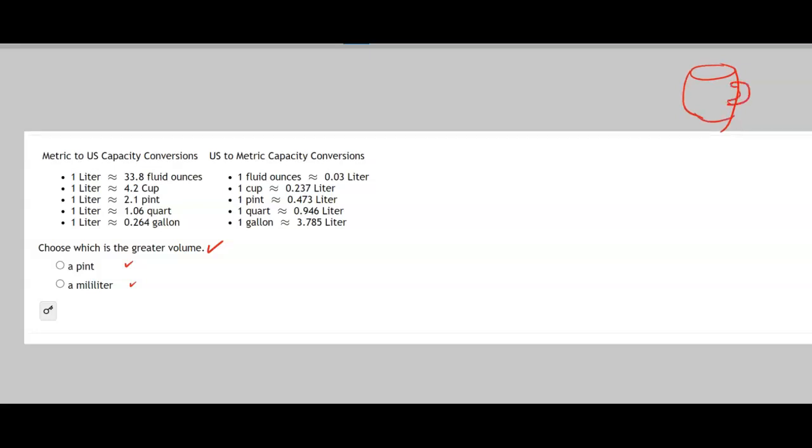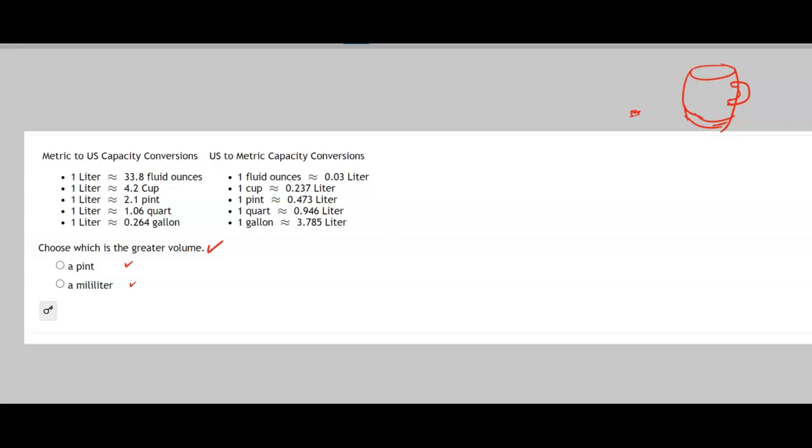So a big mug of root beer or whatever is a pint. And a milliliter, some people may know that's pretty tiny. So for some, a pint being bigger than a milliliter is pretty simple. But if you're not sure of that, here's one way you can compare.